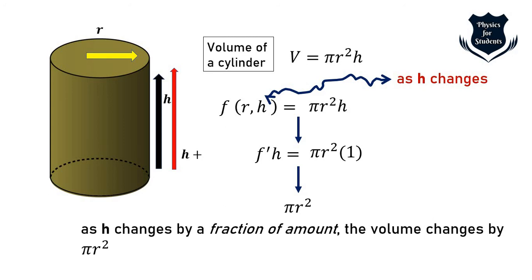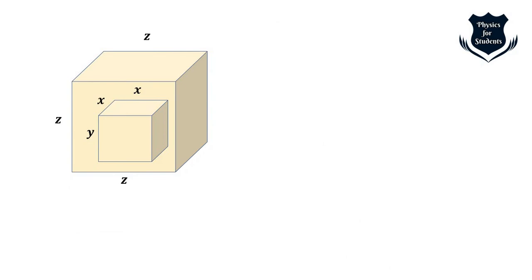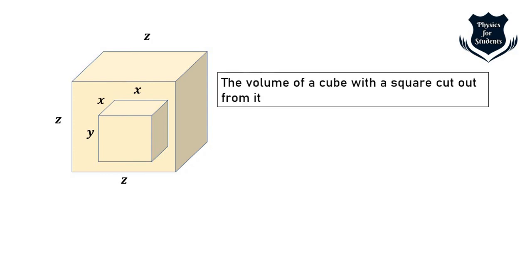volume of a cylinder. In the first case, the radius changes, the height remains constant. Here the height changes and the radius remains constant. A third geometric representation would be something like this. So you can call it a volume, it's a cube with a square or a prism cut inside it, and the sides, so yes, the volume of a cube with a square cut out from it, so the sides are this.